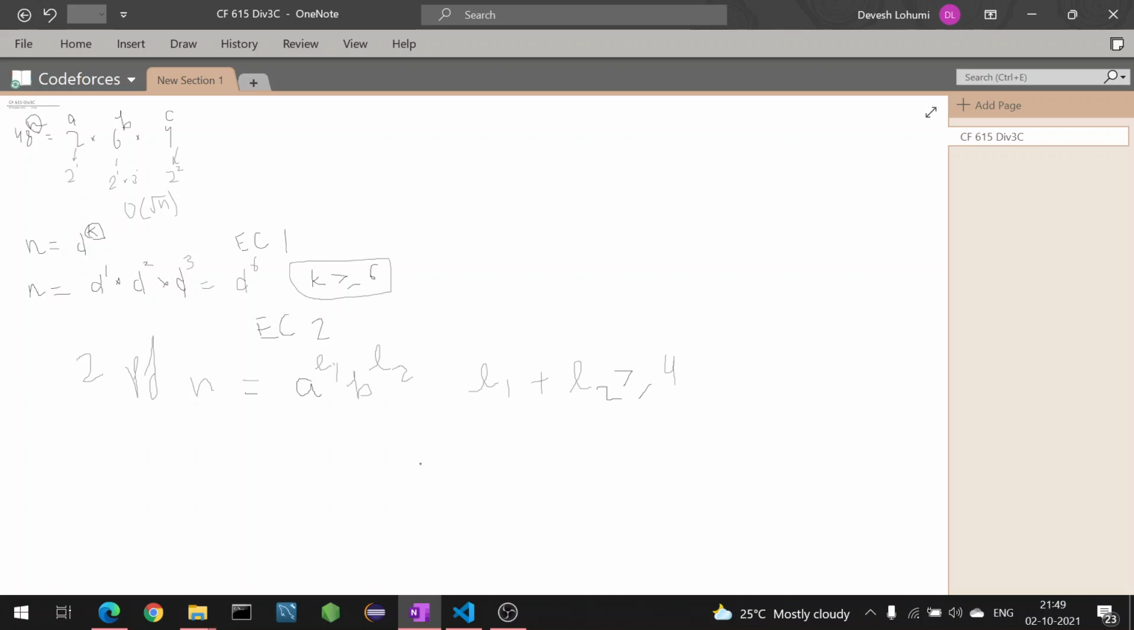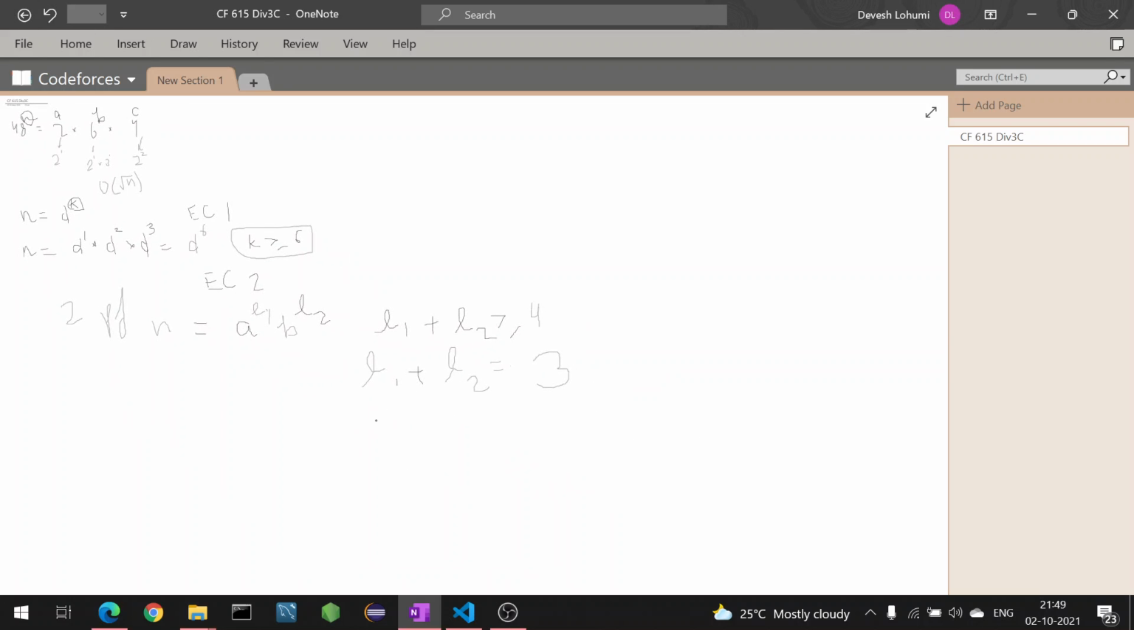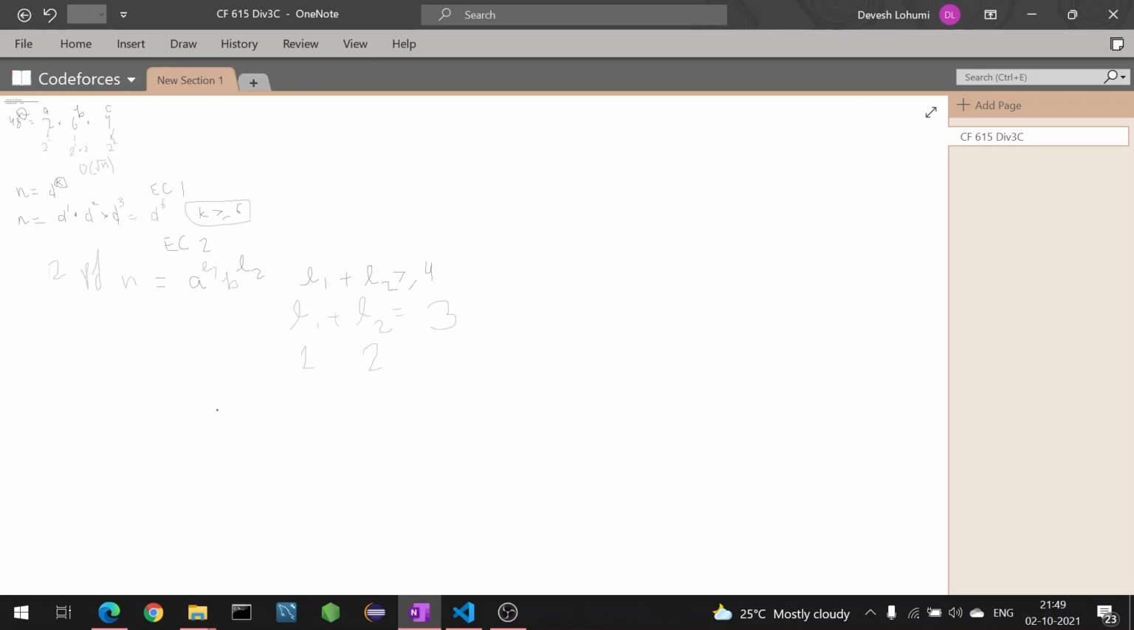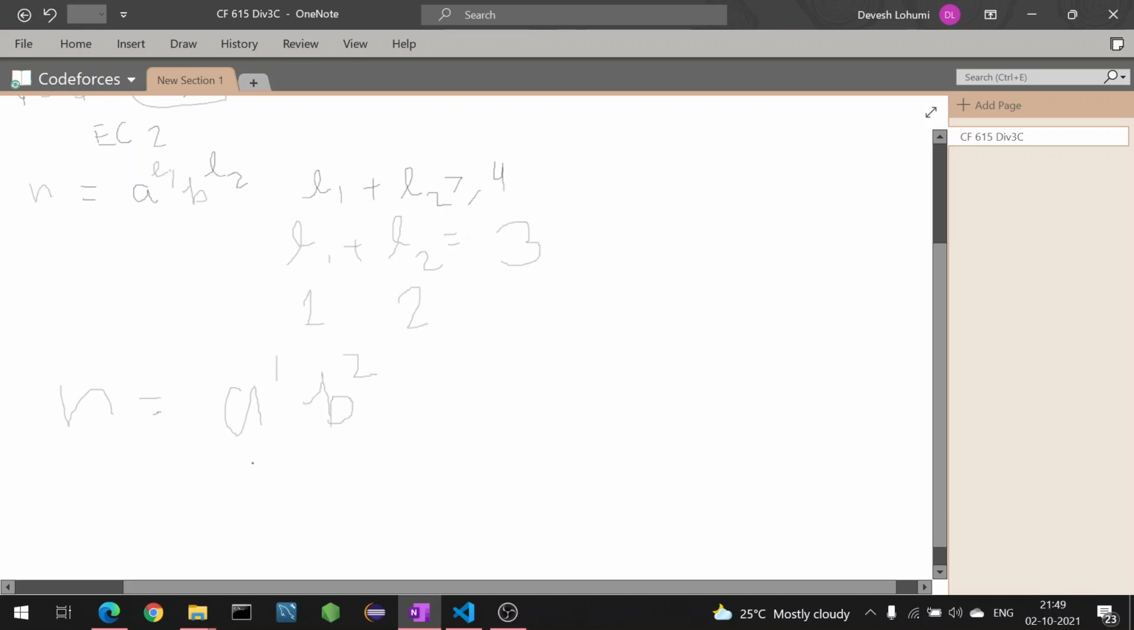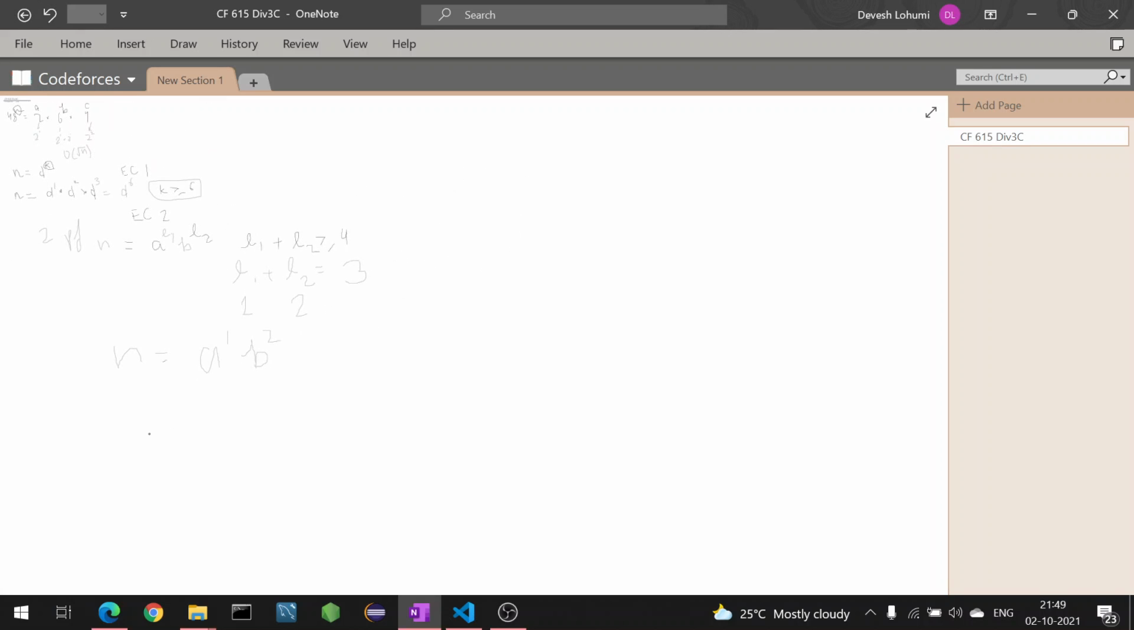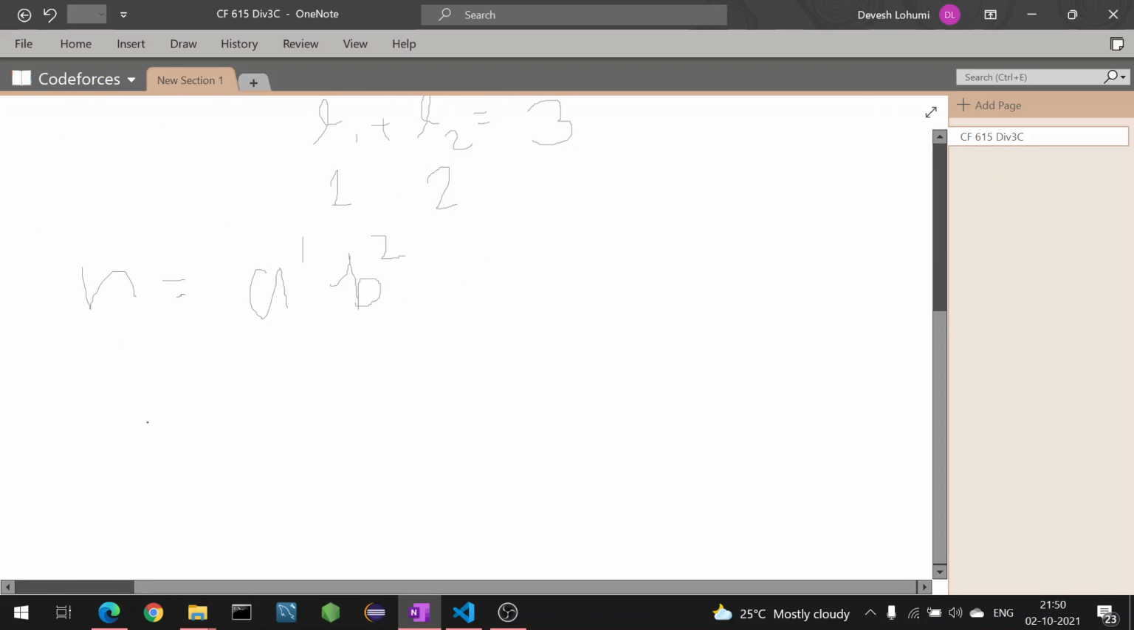Why? Let's see how. Let's say that L1 plus L2 is 3, right? Then the only possible combination is that it can be either 1, 2, or 2, 1. It's basically the same thing. So the only possible splitting we have is that we have n as a power 1 and b square. Notice that since we are getting the prime factorization, neither of the powers can be 0. They have to be at least equal to 1, right?